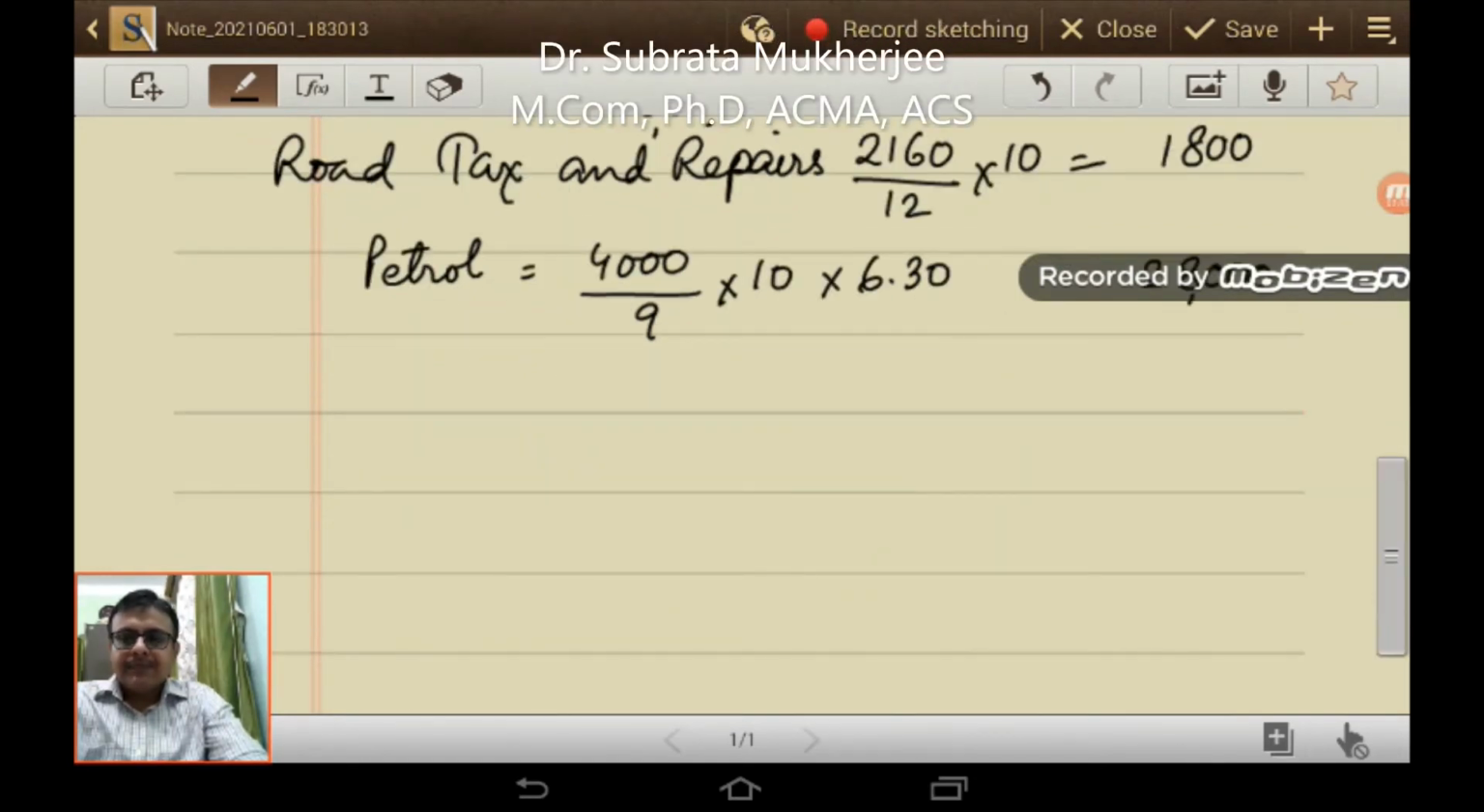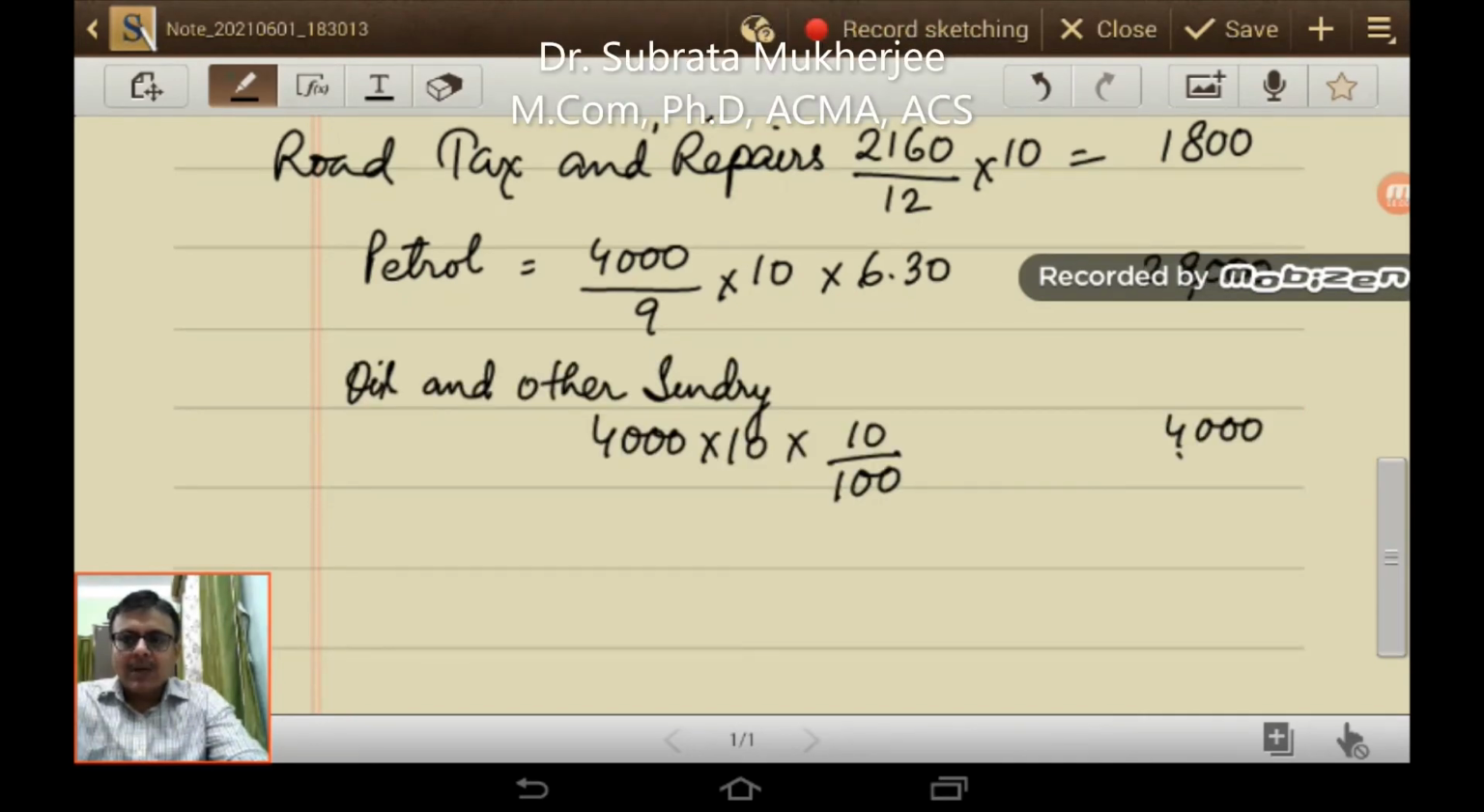So next item is the cost of petrol. One taxi is running for 4,000 km per month. Since there are 10 taxis, 4,000 into 10, that is 40,000 km, is the total kilometer run by 10 taxis. And the cost of petrol per litre is 6 rupees 30 paise and the mileage is 9 km per litre. So I have divided by 9. So 40,000 into 6.30 divided by 9. 9 is the mileage. A taxi will run with 1 litre of petrol for 9 km.